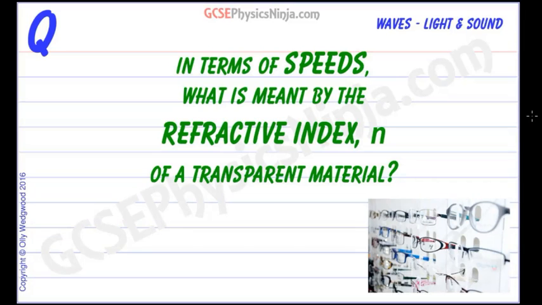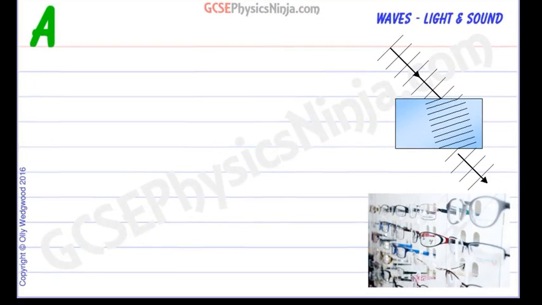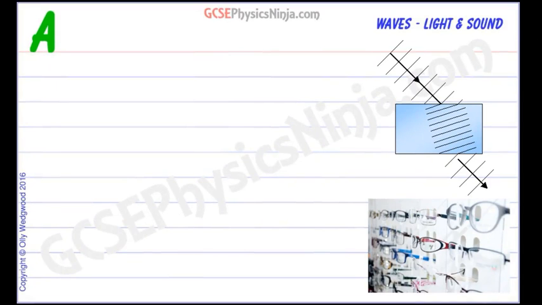In terms of speeds, what is meant by the refractive index of a transparent material, often given the symbol n? Well, refractive index tells us how fast light travels in that material compared to in a vacuum or in air. So that's the first thing we need to just write down here.